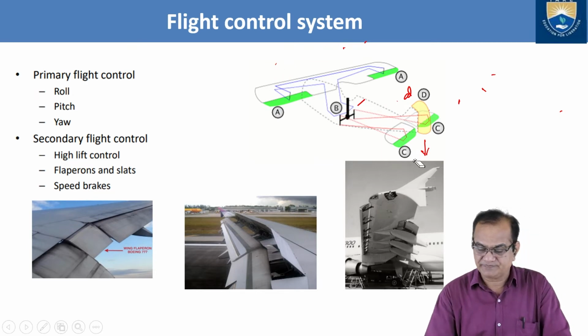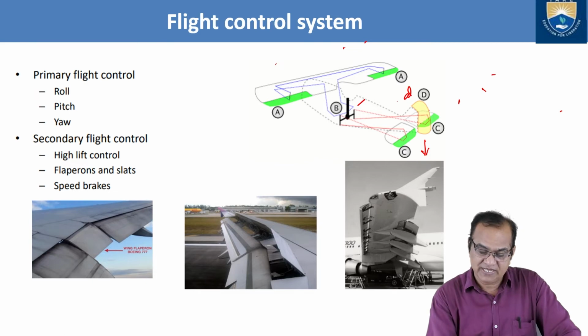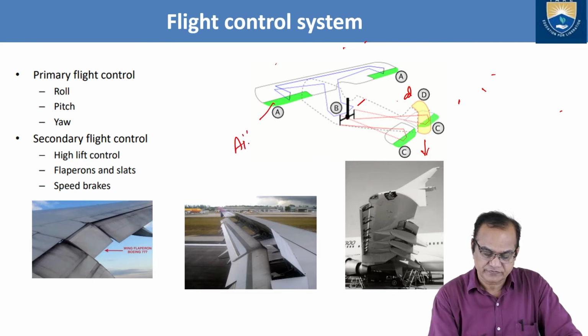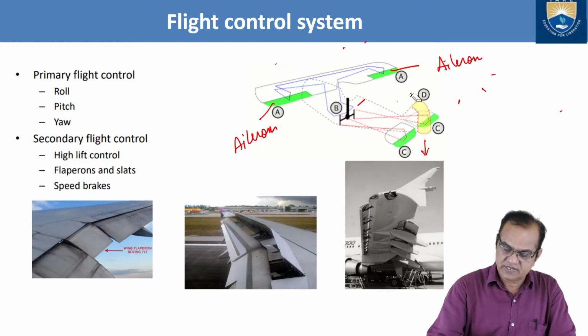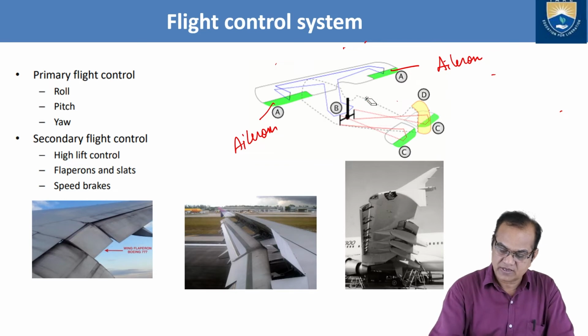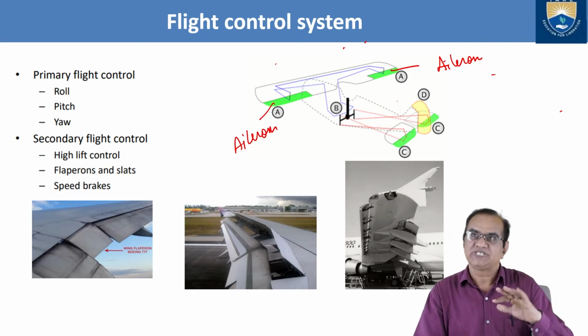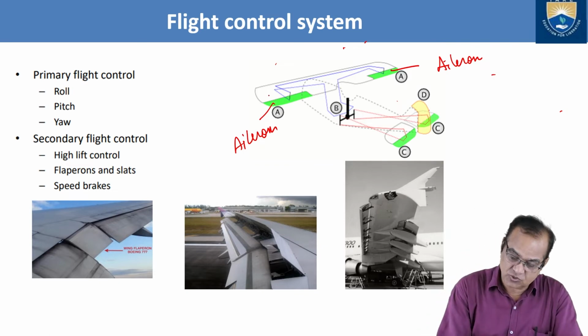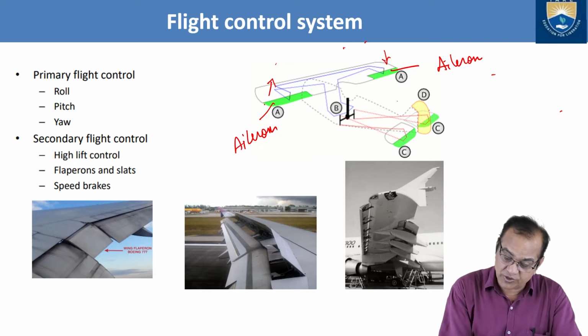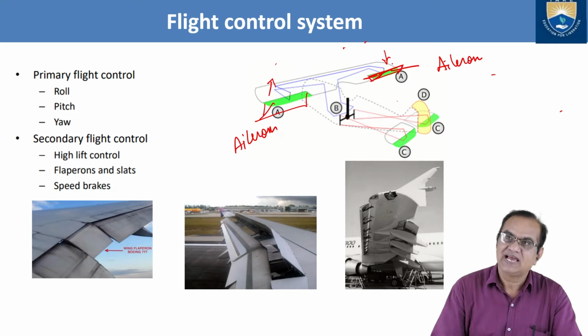Now if you want the rolling, then these are the ailerons. Left aileron and the right aileron. These ailerons are moving. Okay, these ailerons will move in opposite directions, and if you want this one to go up or this one to go down, the up one will go down like this, and this will go up like this. Okay, so like this things will happen.